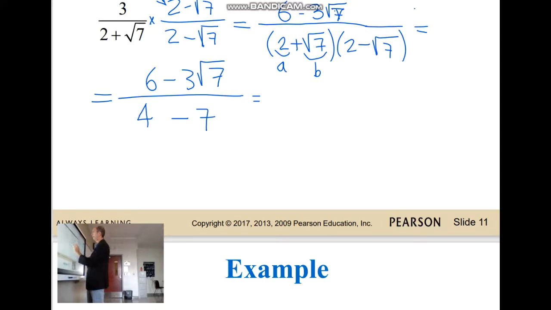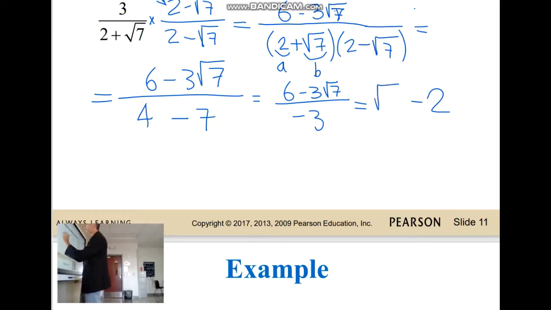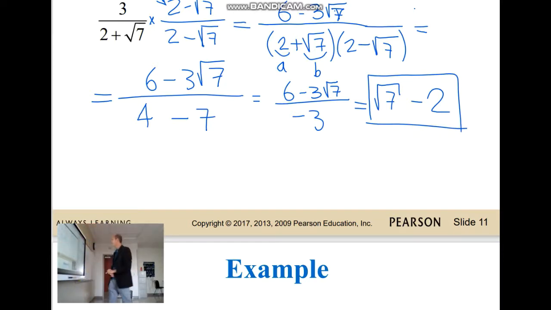Simplify, actually combining like terms here on the denominator. 4 minus 7, negative 3. I'm going to do step by step. 6 minus 3 square root of 7. And we can simplify even further, because 6 divided by negative 3 is negative 2. Let me write here negative 2. And negative 3 divided by negative 3 is 1. That means 1 square root of 7. Square root of 7 minus 2. This is the result. This is the simplification.